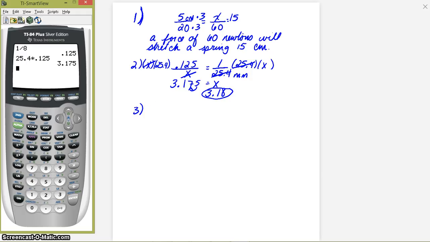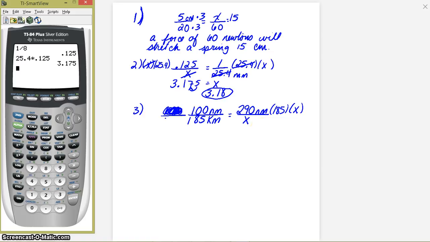Question 3, there are 100 nautical miles for every 185 kilometers. So let's start our proportion. 100 nautical miles for every 185 kilometers. Sorry guys, almost had a mistake in there, but you can't catch me now. How far in kilometers is 290 nautical miles?